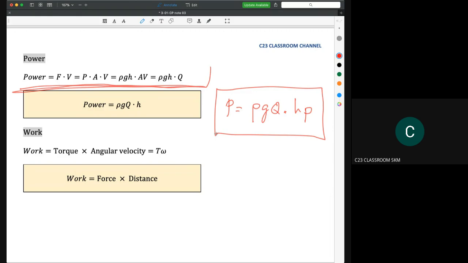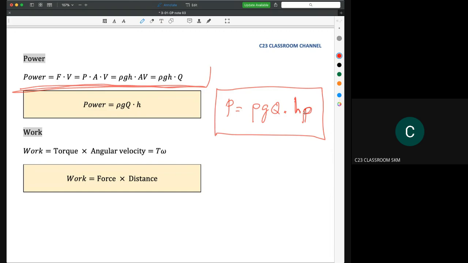However, in this topic, we will have a lot of H. It is not just the head of the pump. We will have the manometric head, we will have the Euler head, and so on and so forth. There are a few types of pump head in this topic. So please make sure that you really understand the meaning of each head.